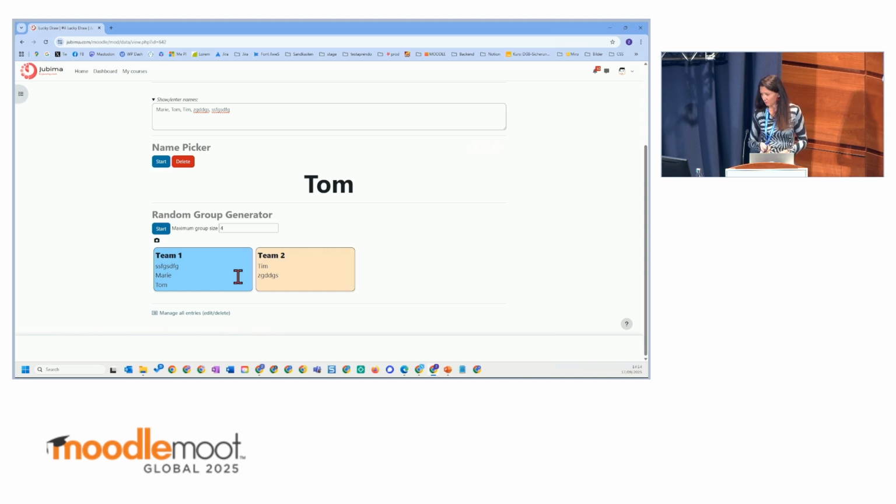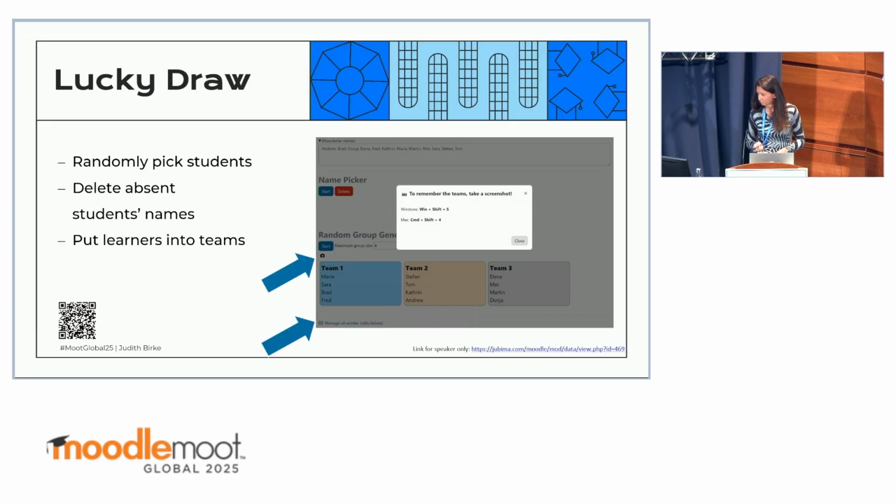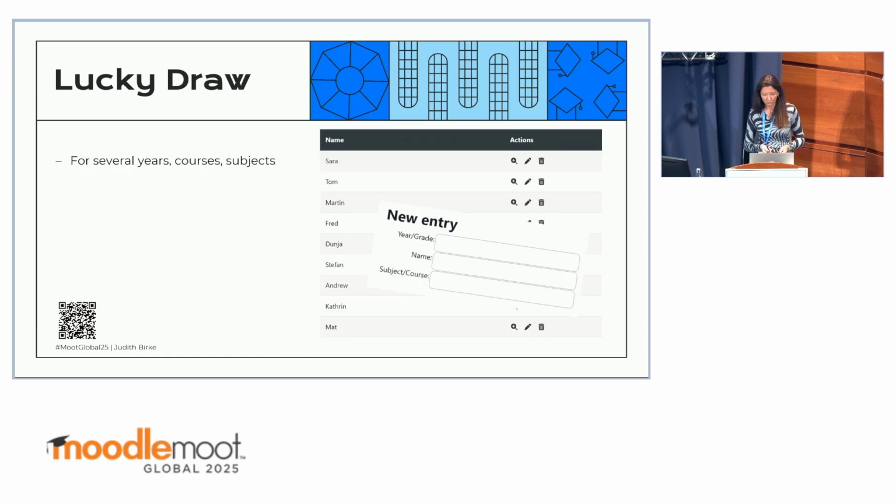Then, what else? Can't see anything. Here, this was this. Then, these are just little features. Let me move on. This is also about the lucky draw.